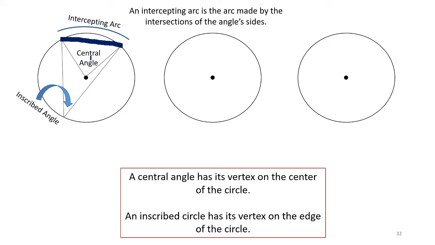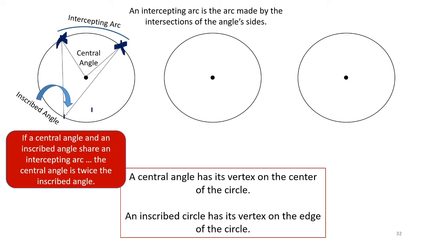And so if the central angle, which comes from the center, the vertex is at the center, and the inscribed angle, whose vertex is on the edge, if they have the same intersection points, the same exiting points, then they're going to be related. So these two angles right here, they exit the circle right here and right here. So those are the intersection points. So they are going to have this property, okay? So there we go. Whatever this central angle is, the inscribed angle is going to be half.